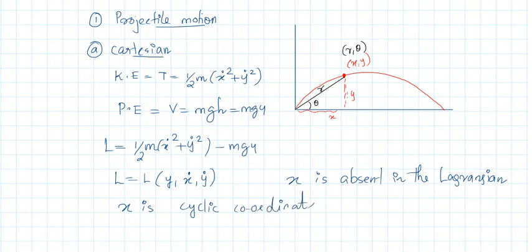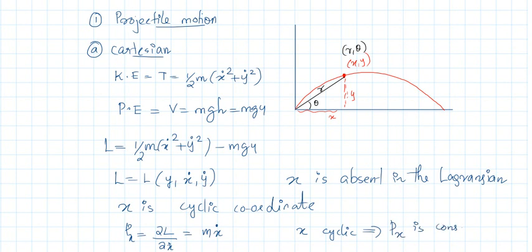And what is the corresponding momentum? Px is ∂L/∂ẋ, and that is nothing but mẋ. We already know that if a coordinate is cyclic, then the corresponding generalized momentum will be a conserved quantity. Okay, x cyclic implies Px is conserved.